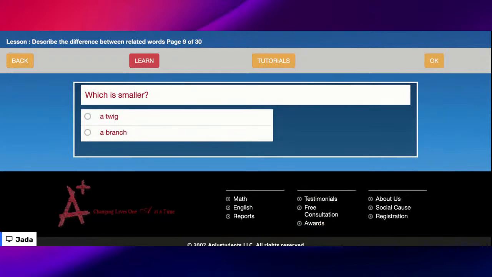Okay, which is smaller, a twig or branch? Which is smaller, twig or branch? Which one is smaller? Twig, okay.